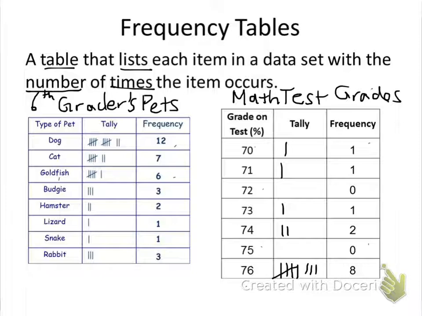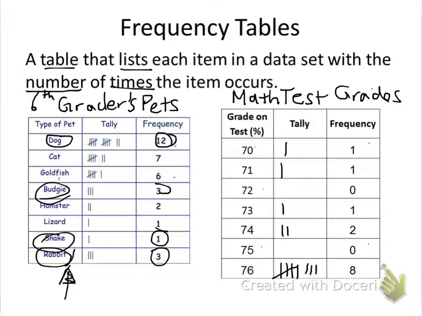Okay, I've got two examples of frequency tables here. They both show very different things. The first one shows the type of pets that 6th graders have. Looking at our frequency table, you can see that there's 12 6th graders that have dogs, 3 that have rabbits, 1 that has a snake, and 3 that have budgies. So that's one type of frequency table, where you have a type of pet written over here.